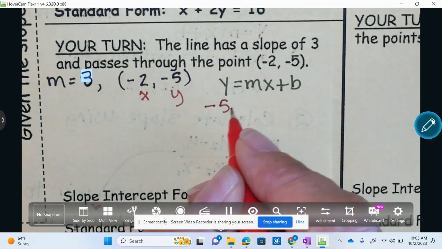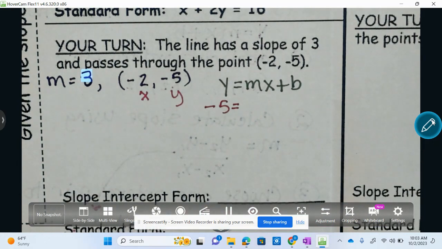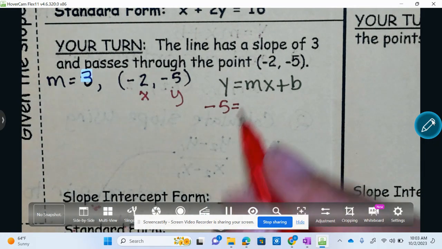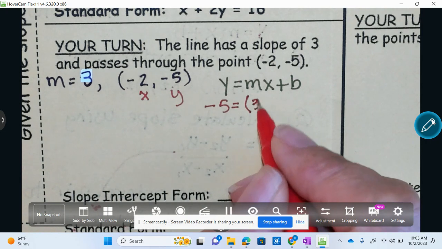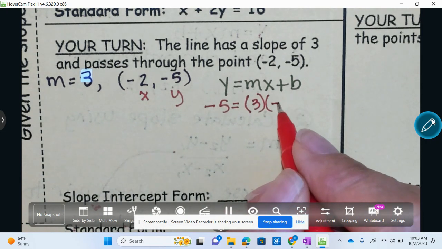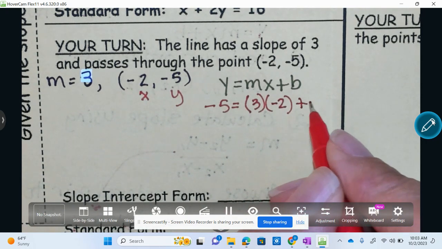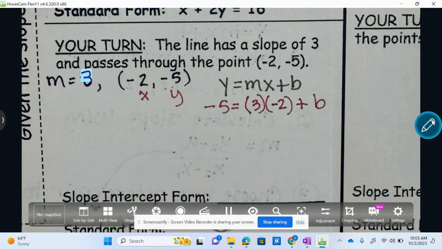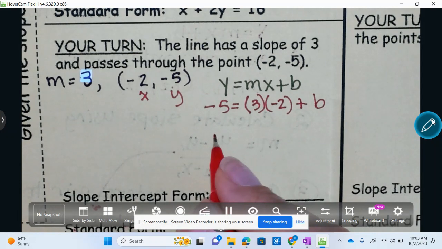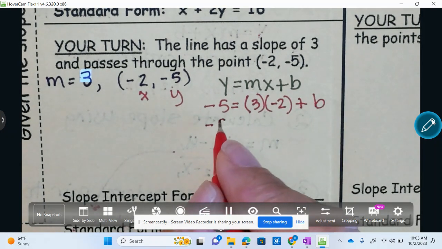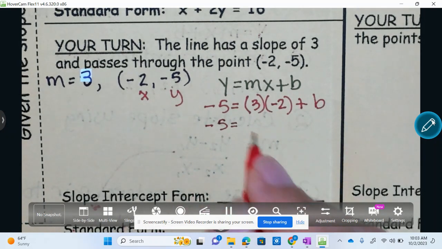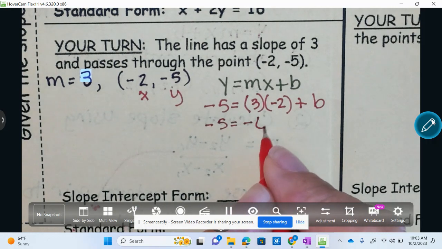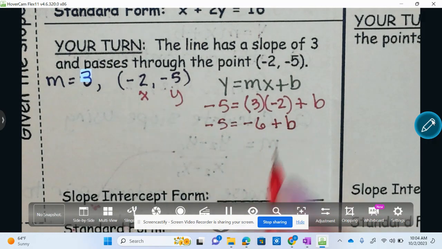-5 equals, what is the value of my slope, or m? 3. Times x, which is -2, plus b. So I have to solve this. The first thing I'm going to do is take 3 times -2 to simplify. What is 3 times -2? So -5 equals -6 plus b.